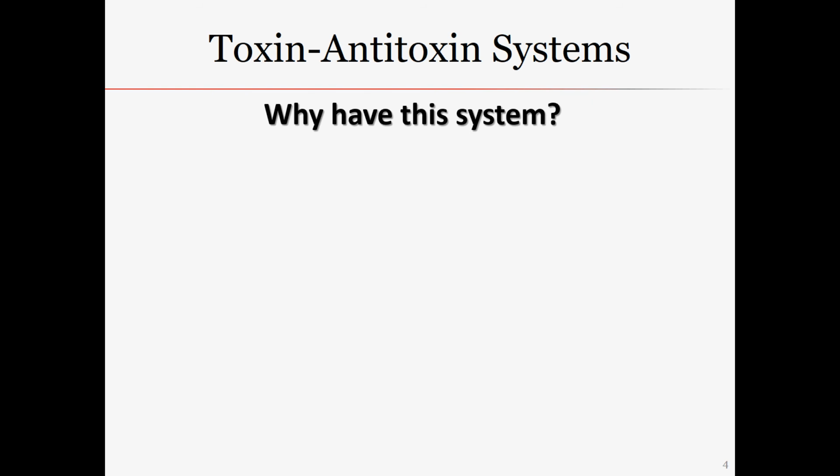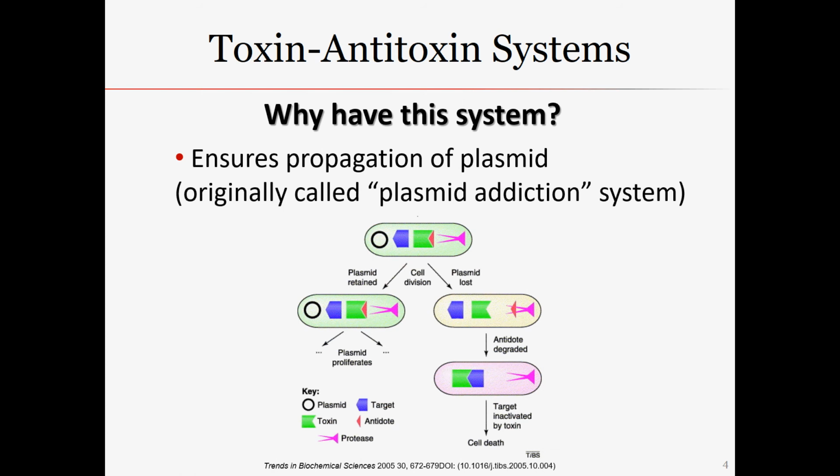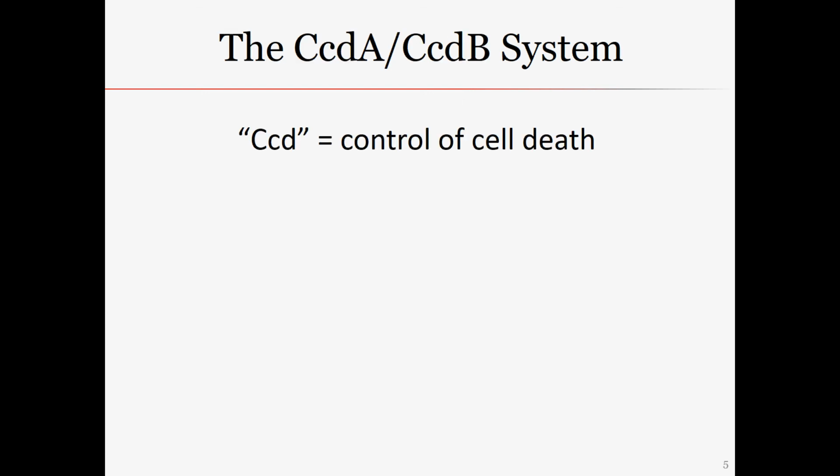So why do cells have this system? Research shows that the system ensures that the cells maintain the plasmid encoding the operon, as cells that lost the plasmid were quickly killed. Therefore, it is essentially a selfish operon. In the CcdA CcdB, or control of cell death A and B system, the toxin is CcdB, and therefore the antitoxin is CcdA.